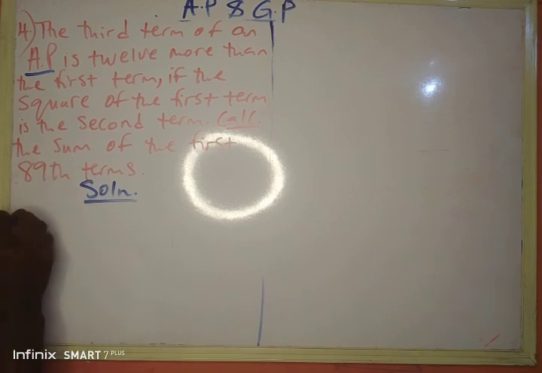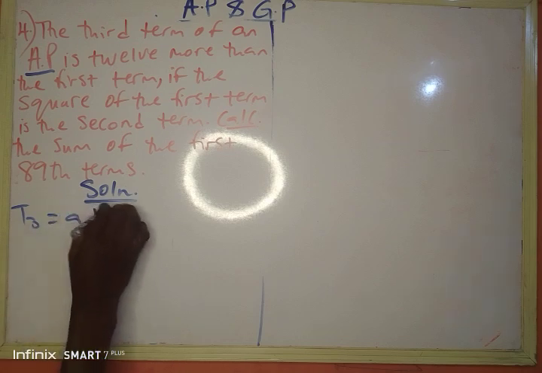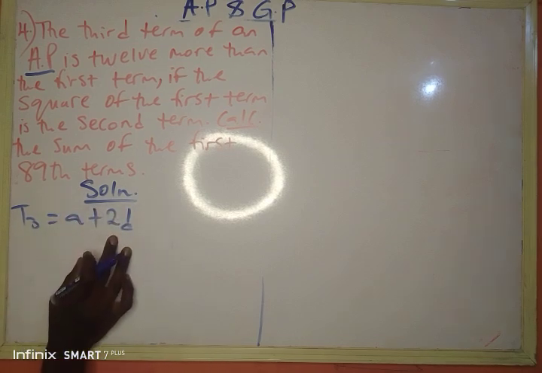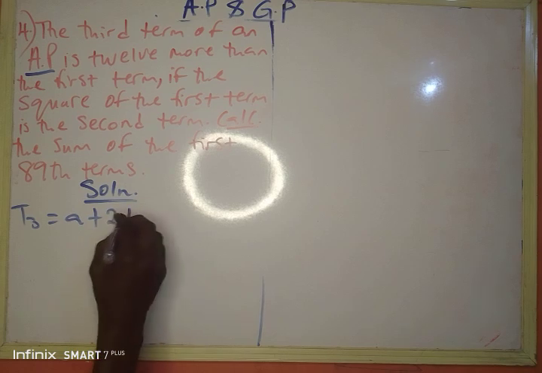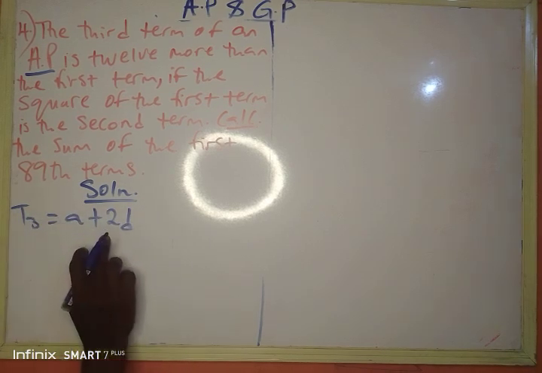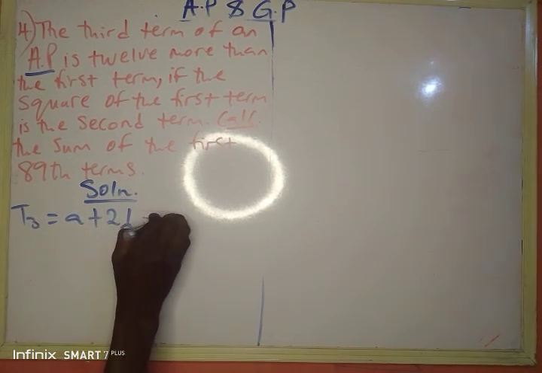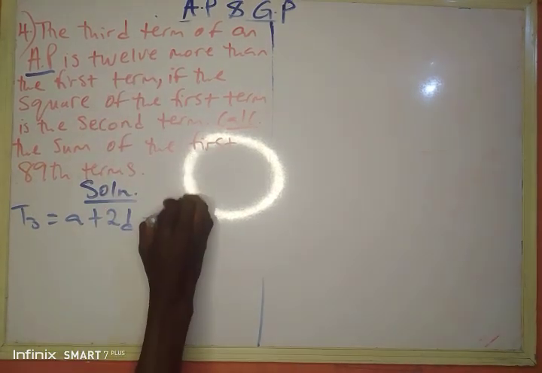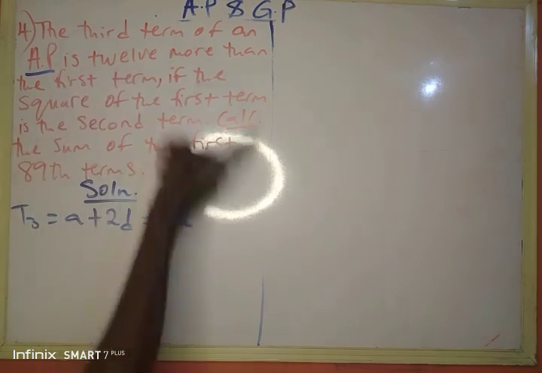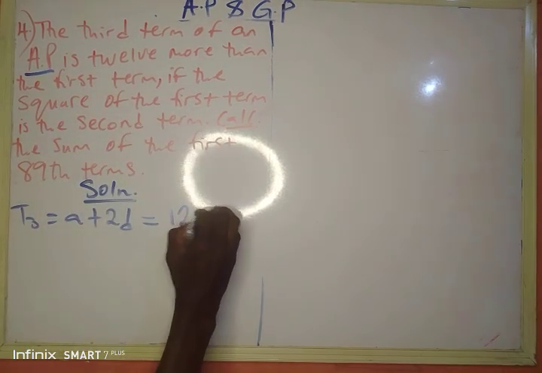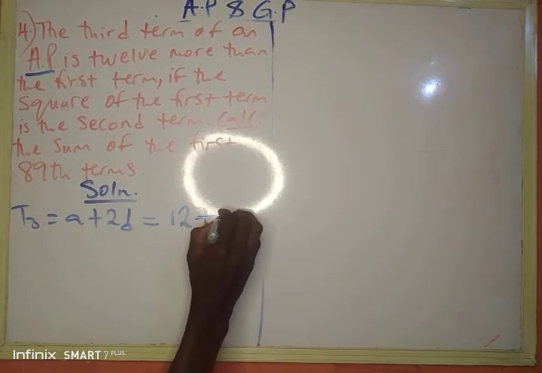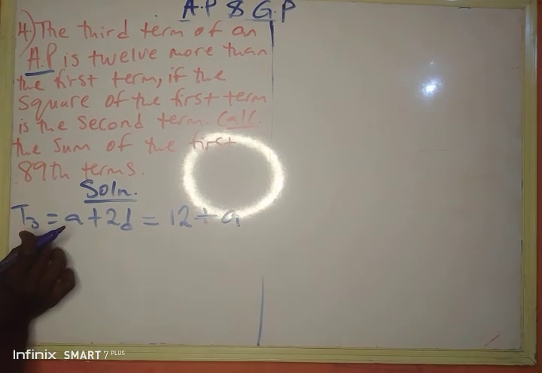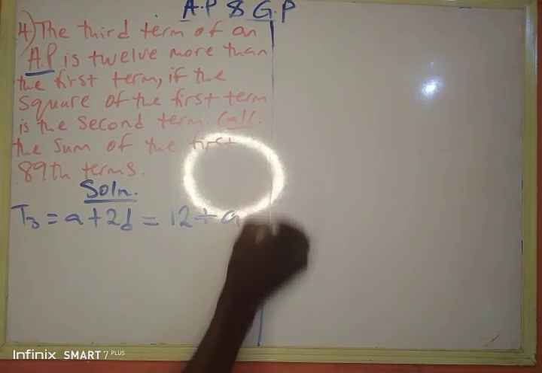It's only AP. So let's say the third term is T3, which is the same thing as A plus 2D. I don't think I need to explain this again. Check the previous video, you will see it there. A plus 2D is the third term of an AP. It is 12 more than the first term, that's 12 plus the first term will give us the third term. That's the first thing that I said.